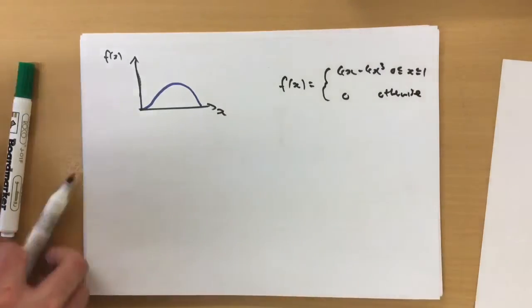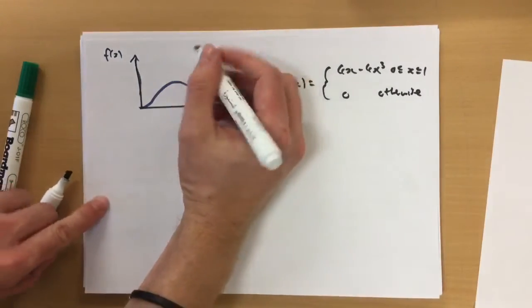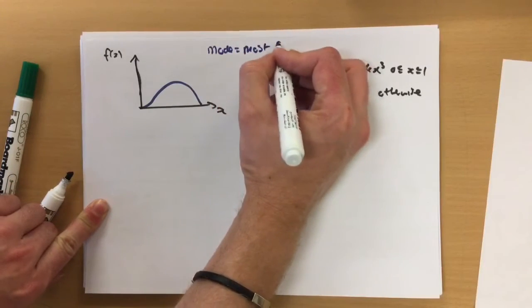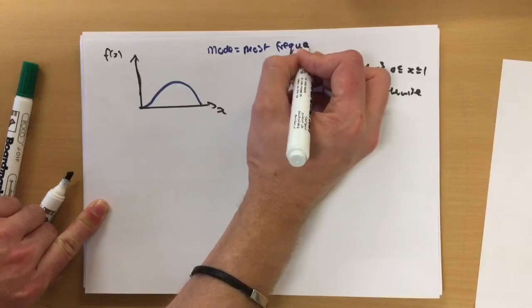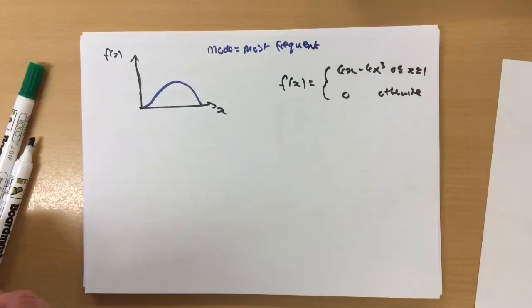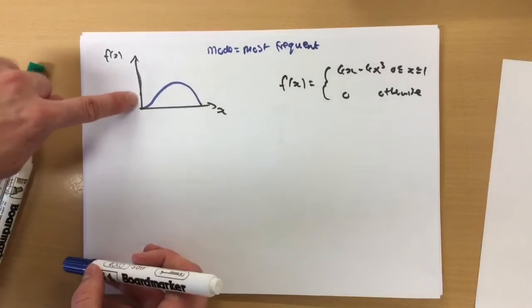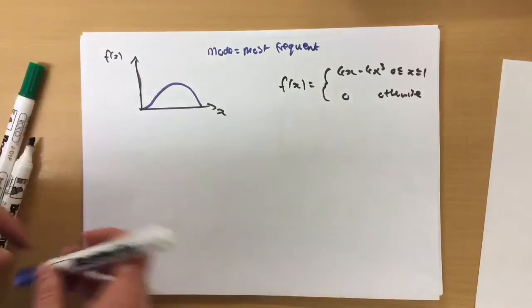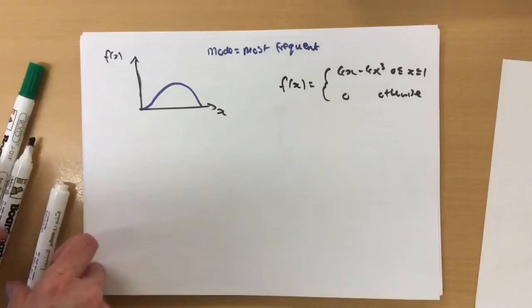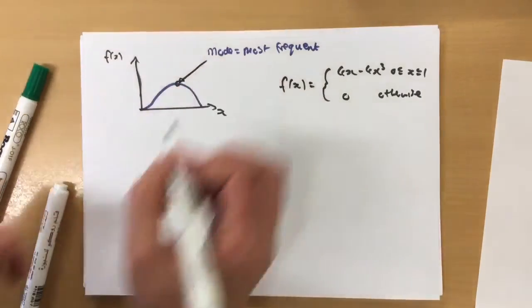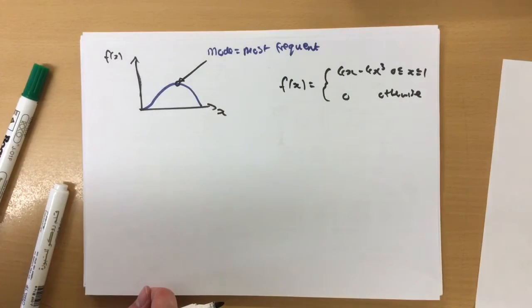Otherwise, the mode, as you know, mode means most frequent. So the number that occurs the most. Let's think this is our frequency. So the most frequent is going to be where our graph reaches the climax. And this would always be the turning point if it is a curved graph.